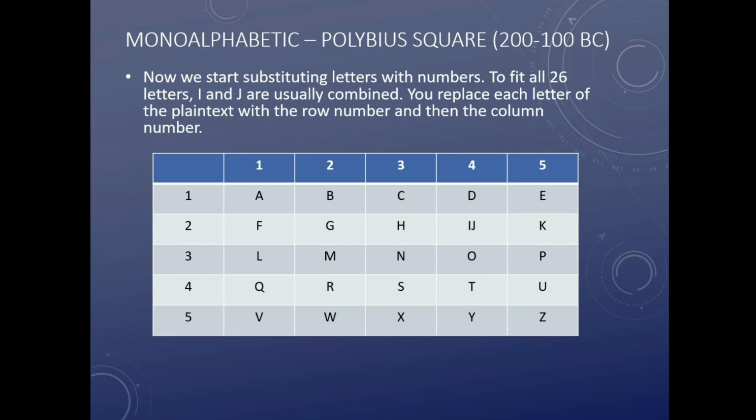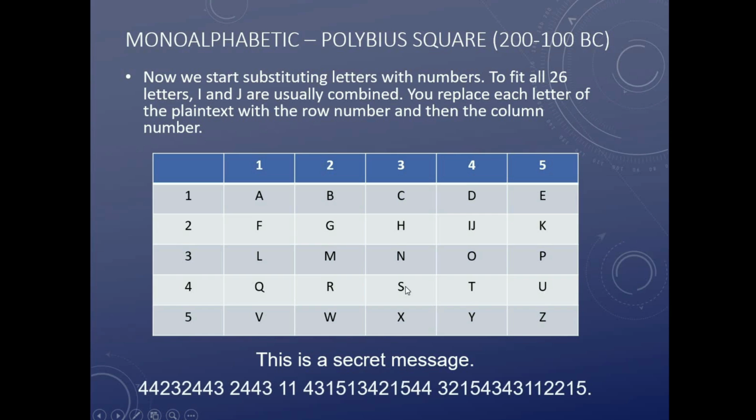Okay? And now, of course, you write your secret message. But now, you take your letter, the first letter is a T, so here's your T. You find the row that it comes from, and then the column that it comes from. So now the T becomes 44. The H becomes 23. The I becomes 24. The S becomes 43. And you end up with that.